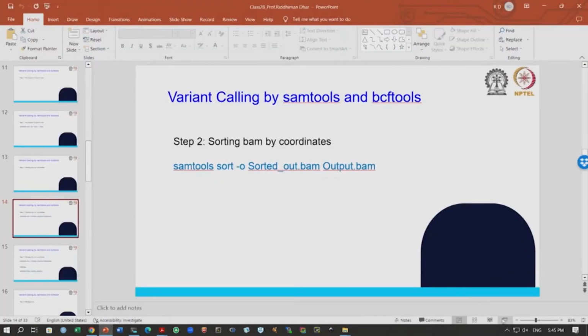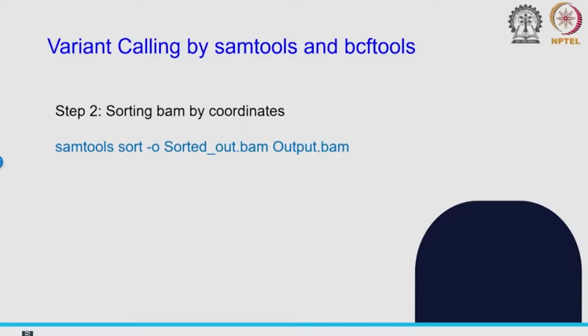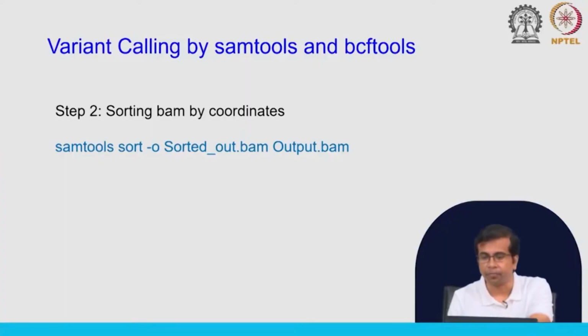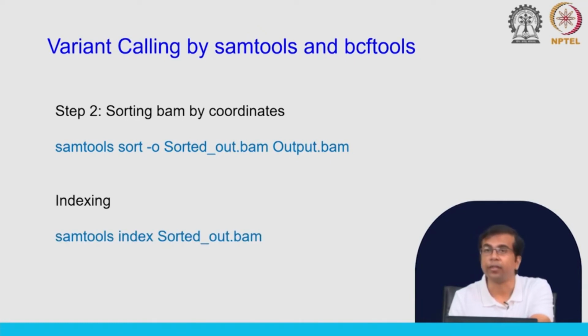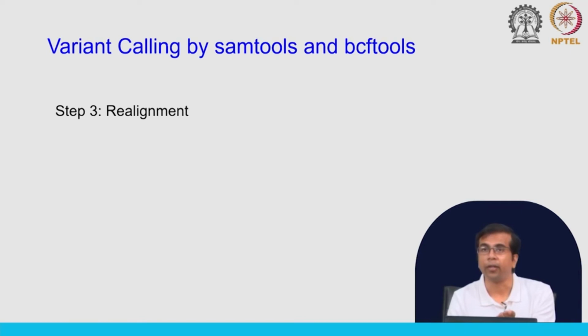Okay, so once we have sorted, we can go back to the presentation, and we have to do something called indexing. Okay, so why do you need this indexing? You will see in a moment. For the realignment program, it will require this index file of the BAM files. Okay, so we will use this sorted_out.bam for our realignment purpose. In addition, if you want to visualize these BAM files, if you want to see these alignments, this mapping against the reference genome, you also need the index file.